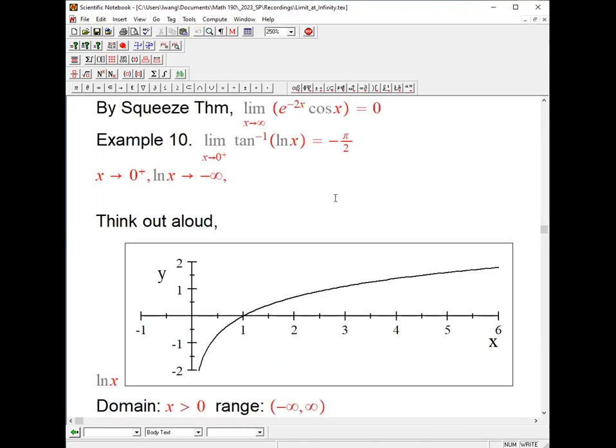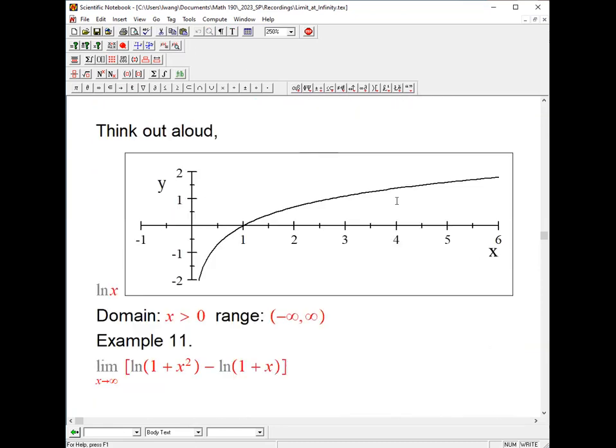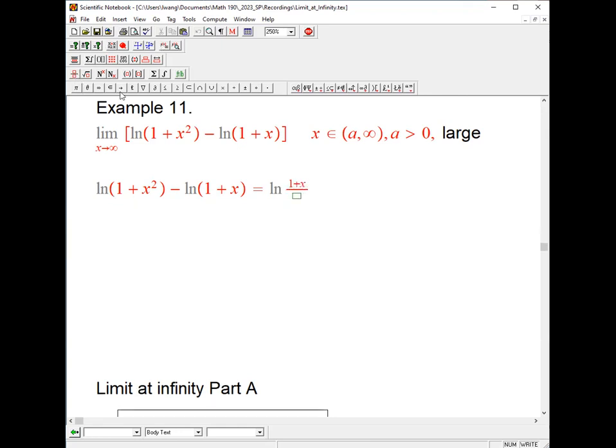The setting of considering this limit is still the same as here, by definition. I try to save time. But the thing is, how do we handle the logarithm? Well, in logarithm, we know there's a quotient rule. So when we handle the algebraic part, the quotient rule allows us to write ln of 1 plus x squared divided by 1 plus x.